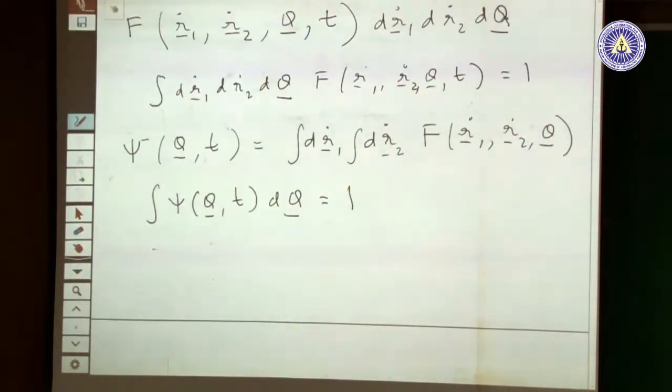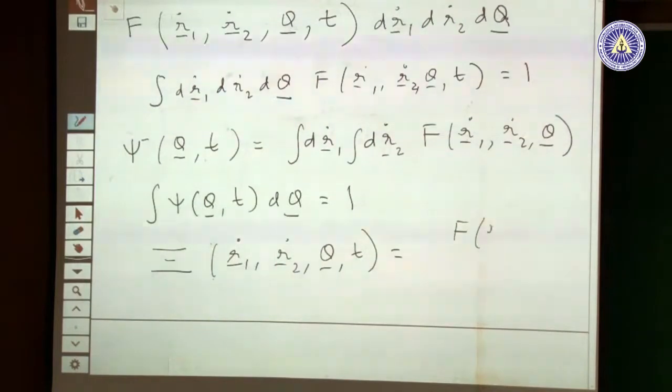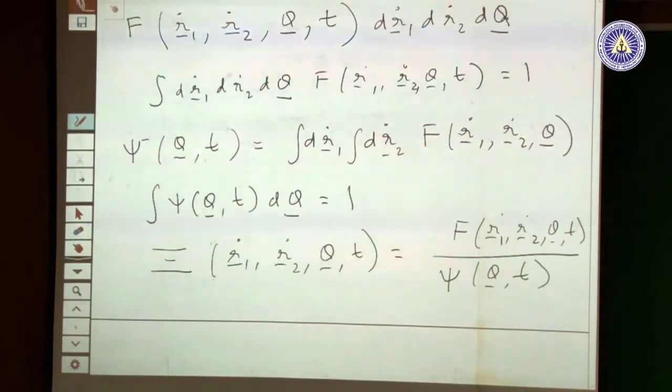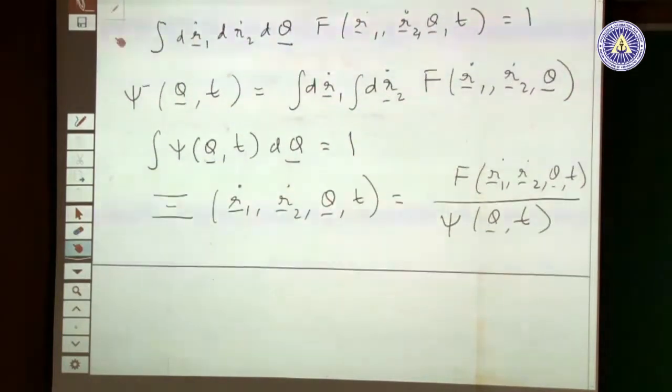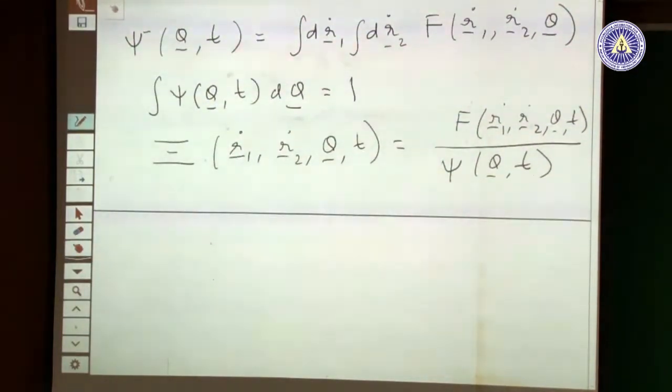It will prove to be convenient for me to define a momentum space configuration, a distribution function, which is a function of r1 dot, r2 dot and in fact q and t, and is defined by f of r1 dot, r2 dot, q comma t divided by psi q comma t. Okay.